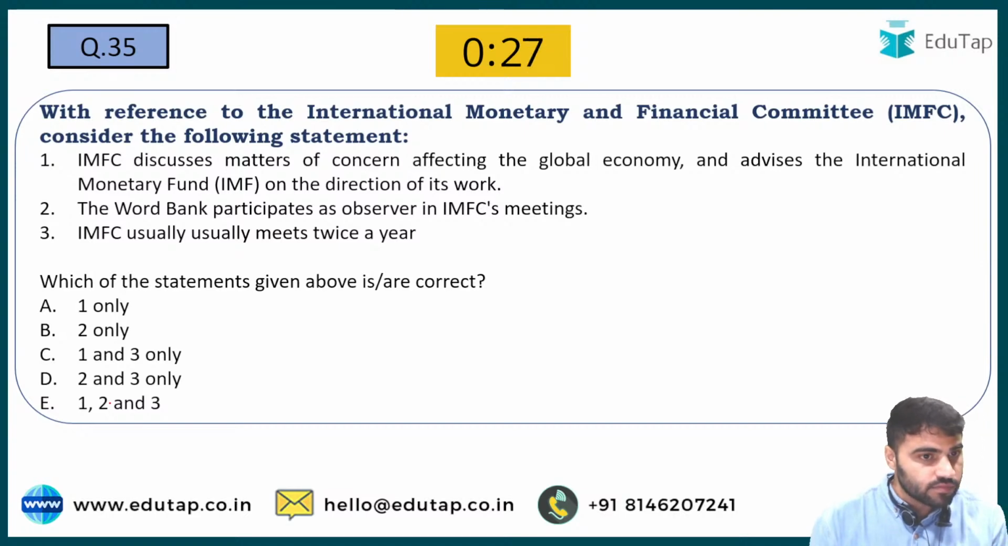Nilesh is saying 35th C, that is 1 and 3 only. Okay.